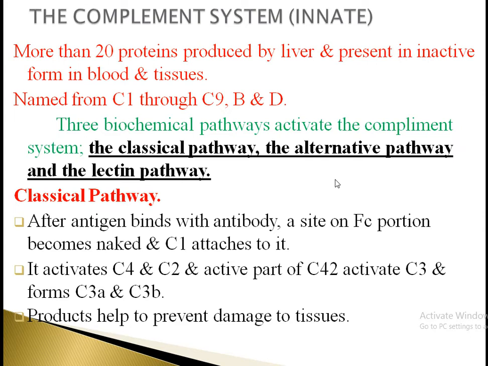Among these complex mechanisms, we have the complement system, which is mainly the combination of three basic pathways: the classical pathway, the alternate pathway, and the lectin pathway. In the classical pathway, after antigen binds with antibody, a site on the Fc portion becomes naked and C1 attaches to it. It activates C4 and C2, and the active parts of C4 and C2 activate C3 and form C3a and C3b. These products help to prevent damage to the tissues.